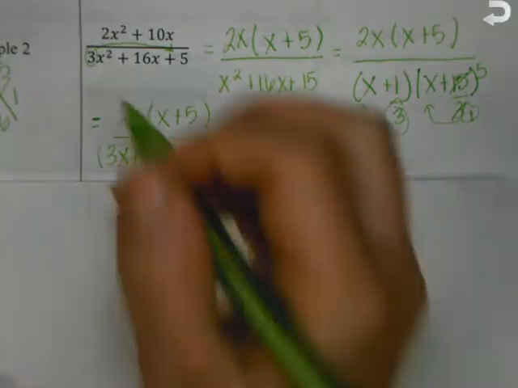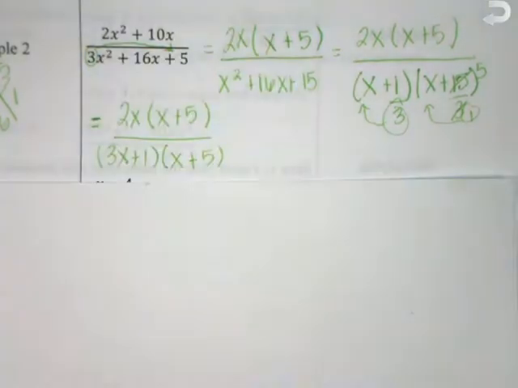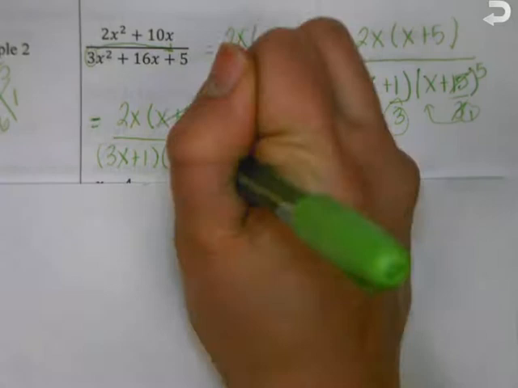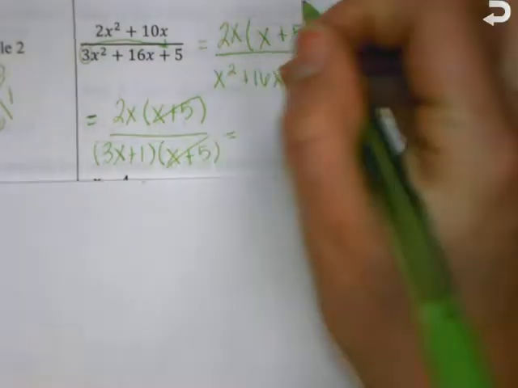We want to reduce where we can. Do you guys see anything that reduces? X plus 5. So that gives me 2x over 3x plus 1.